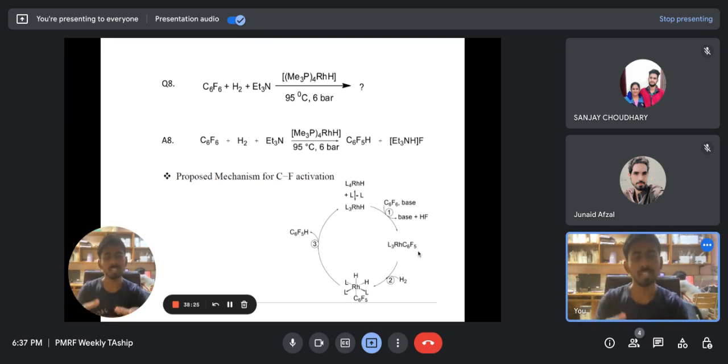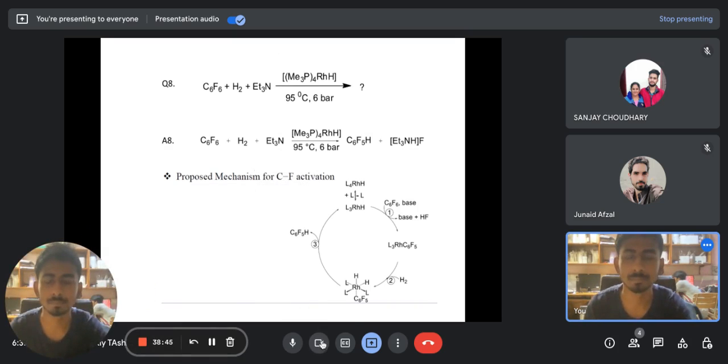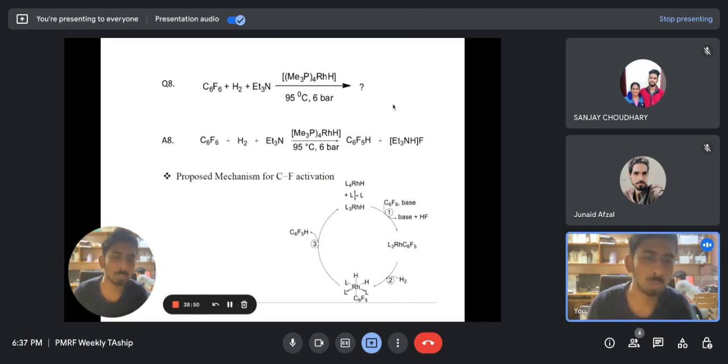So this C6F5 is now bonded to the rhodium center. Now, in the presence of hydrogen, it is a low valent metal. Low valent metals are very prone towards oxidative addition pathways. So hydrogen gets oxidatively added to the rhodium center, and the rhodium produces this cis dihydride intermediate. Now these two cis motifs get reductively eliminated, and we have the catalytically active species back.